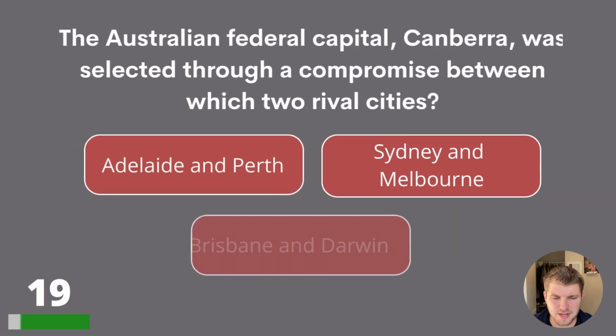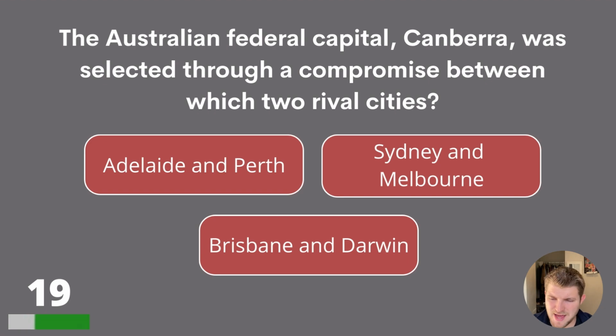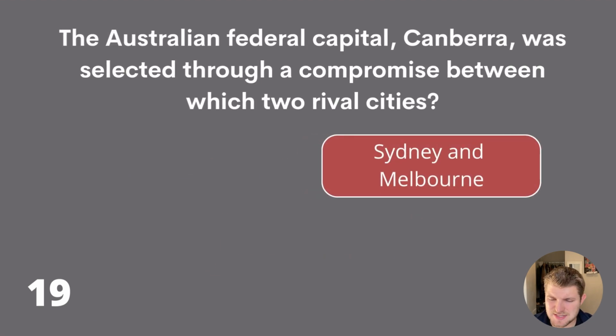Question 19. The Australian federal capital, Canberra, was selected through a compromise between which two rival cities? Adelaide and Perth, Sydney and Melbourne, or Brisbane and Darwin? The answer is Sydney and Melbourne.